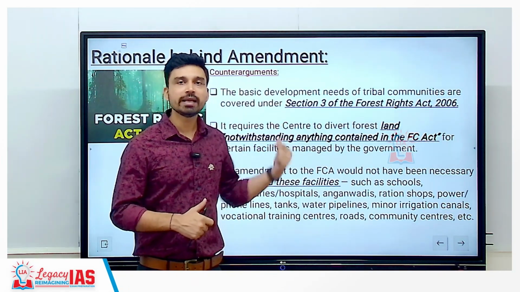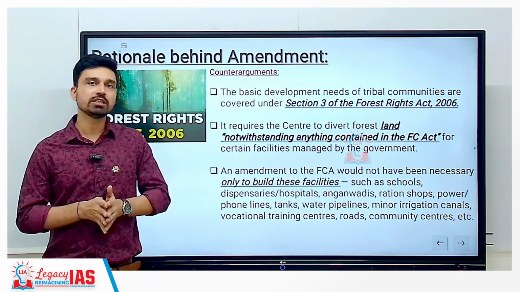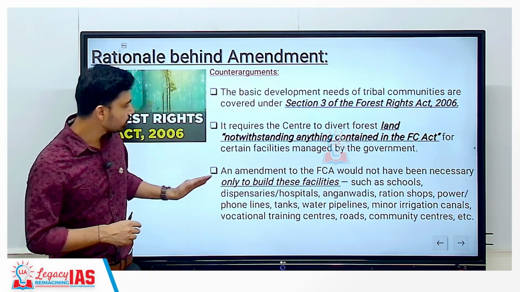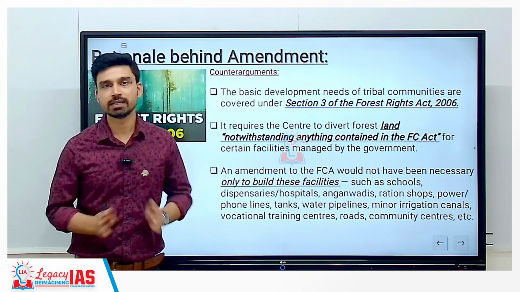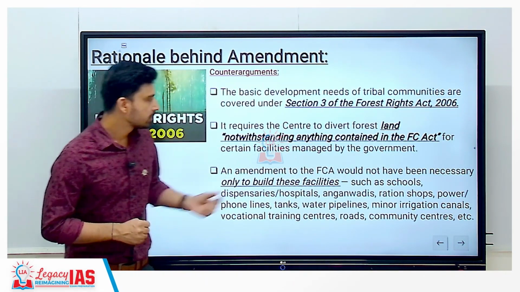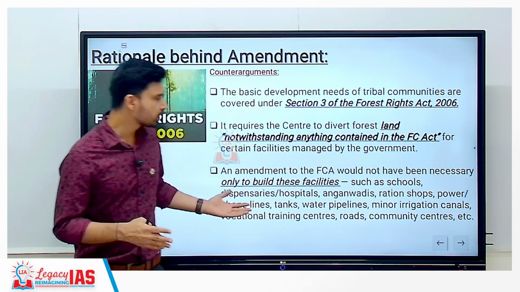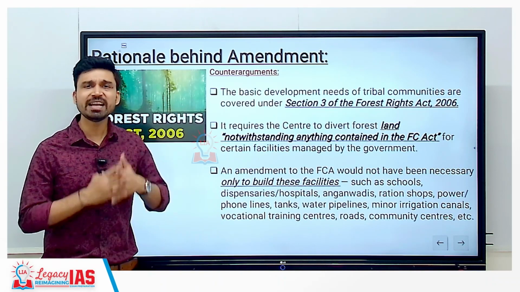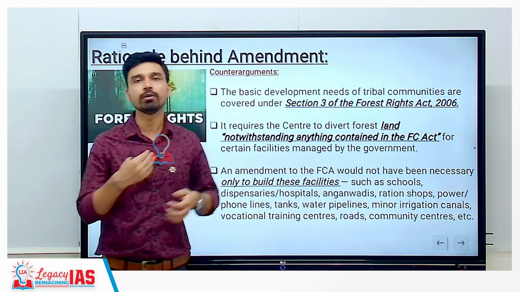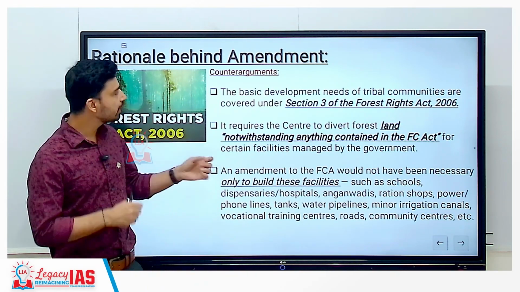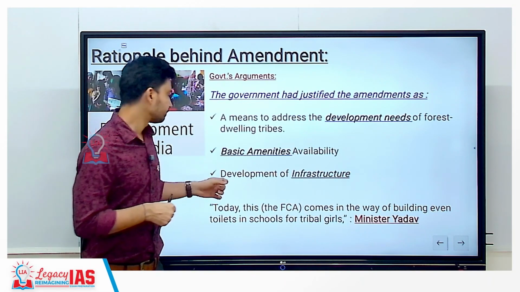So, since the government already has this power under the Forest Rights Act, there was indeed no need to amend the Forest Conservation Act as well. Thus, an amendment to the FCA would not have been necessary only to build these facilities as said by the minister, such as schools, dispensaries, hospitals, Anganwadis, ration shops, water pipelines, mini irrigation projects, any kind of development project you name, which might be useful for improving the life of the tribals. It can already be done by using the Forest Rights Act of 2006 itself.